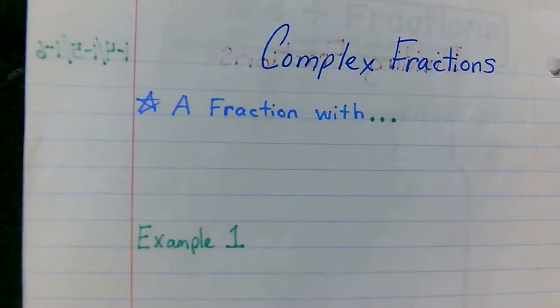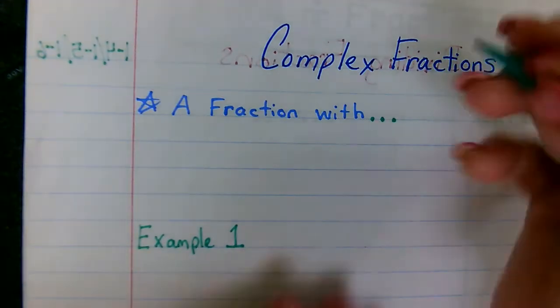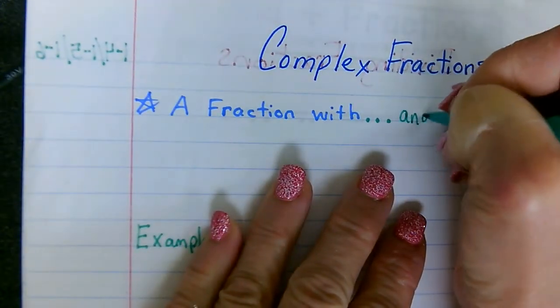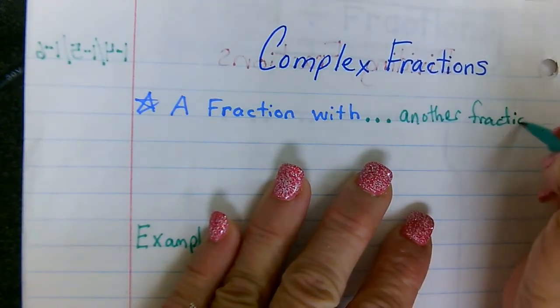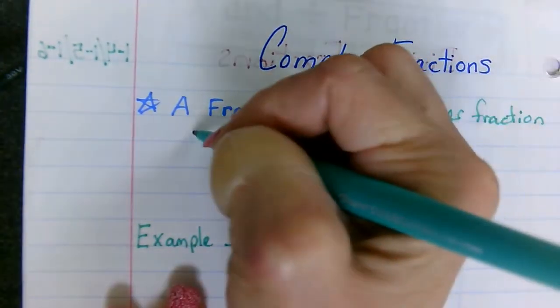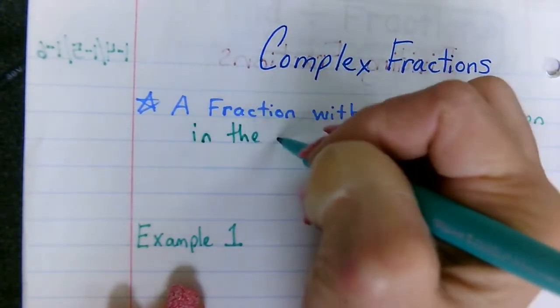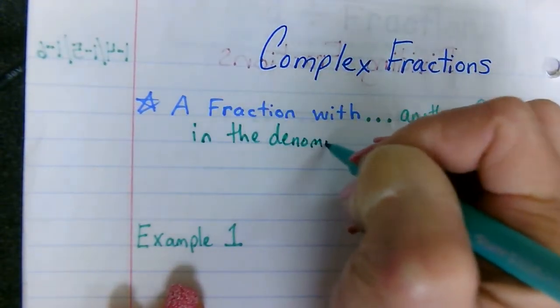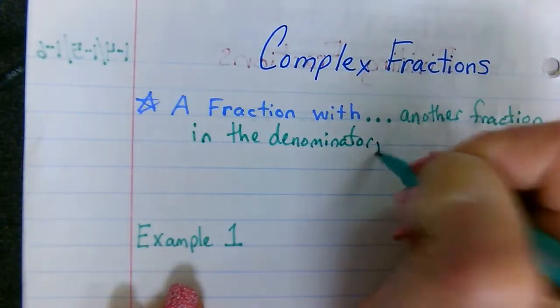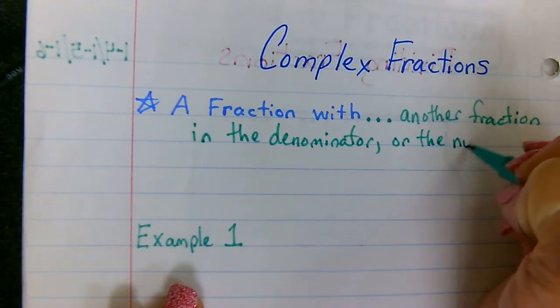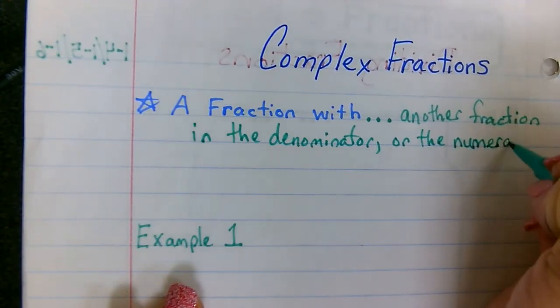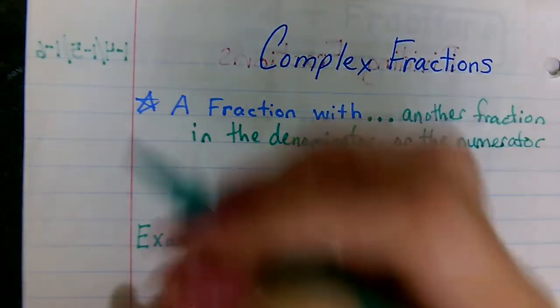Let's first start with a definition. So a complex fraction is a fraction with another fraction in the denominator or the numerator or both.